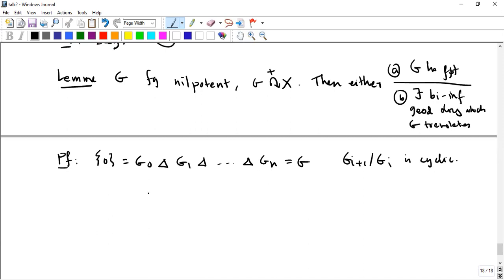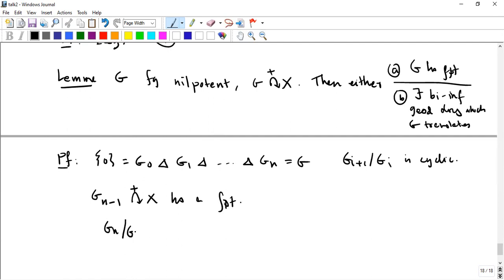Yeah. So let's see. The point is, suppose we assume by induction that the theorem is true for all nilpotent groups of length n minus 1, where by length I mean the length of the composition series. So in particular, it is true for Gn minus 1. So Gn minus 1 has a fixed point. So the action on X restricts to Gn minus 1 and has a fixed point.